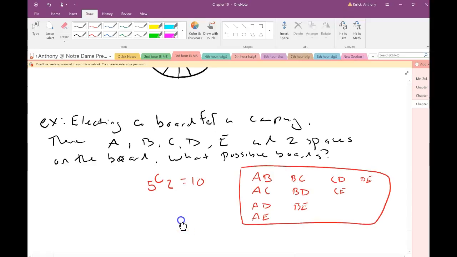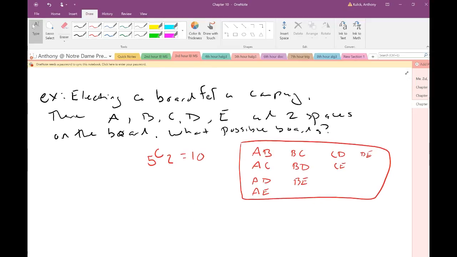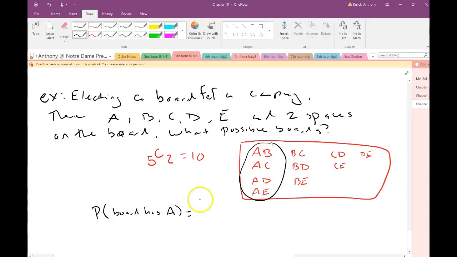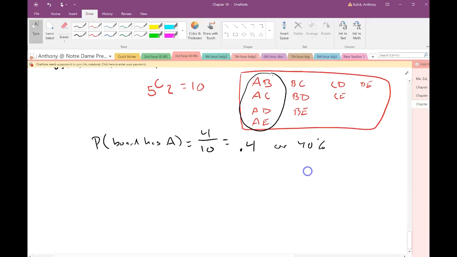Yeah. So if we asked, what's the probability that the board contains candidate A? We have 4 A's out of 10 possibilities, so 0.4 or 40%. Everybody pretty happy with that? Okay. That's section 2.